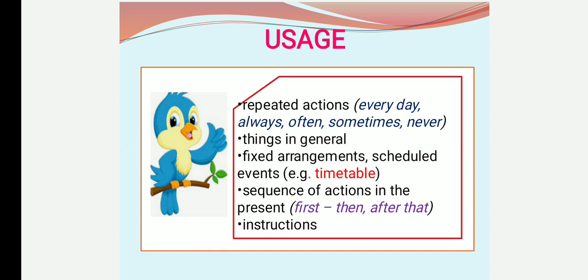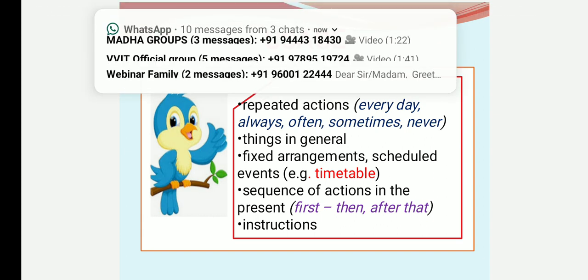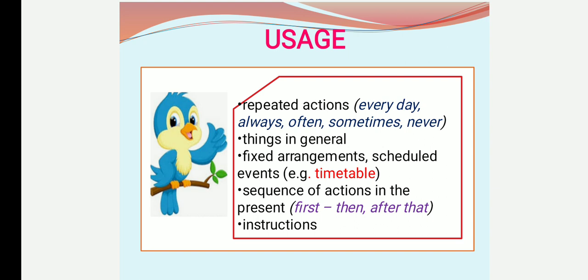And then we use simple present tense to give instructions. That means in imperative sentences. And also we use simple present tense in proverbs. Just check the proverbs that you know. In each and every proverb, we use the main verb only in present form. Let us learn the usage with its examples in order to keep it in mind.